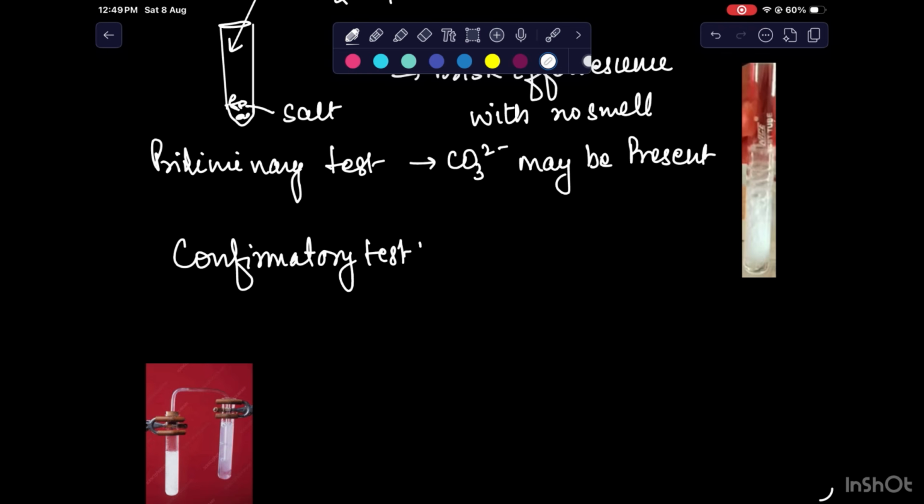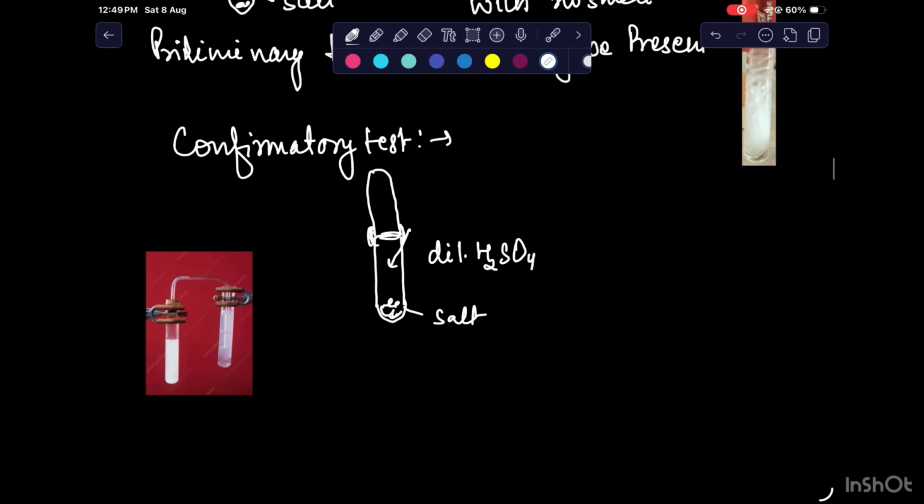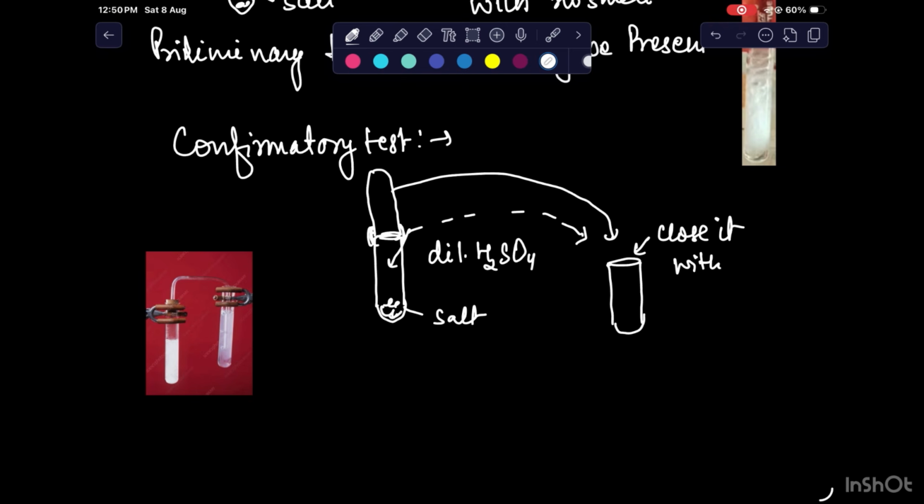So to perform the confirmatory test, we'll have to pass CO2 in the lime water. CO2 can be passed in lime water with the help of a delivery tube as shown in the figure. Otherwise, in the lab, we can take an empty test tube and put it over the test tube which has salt and dilute H2SO4 in it. When CO2 comes in, it will go in the upper test tube, and we will take that upper test tube and close it with the help of blotting paper available in the lab.